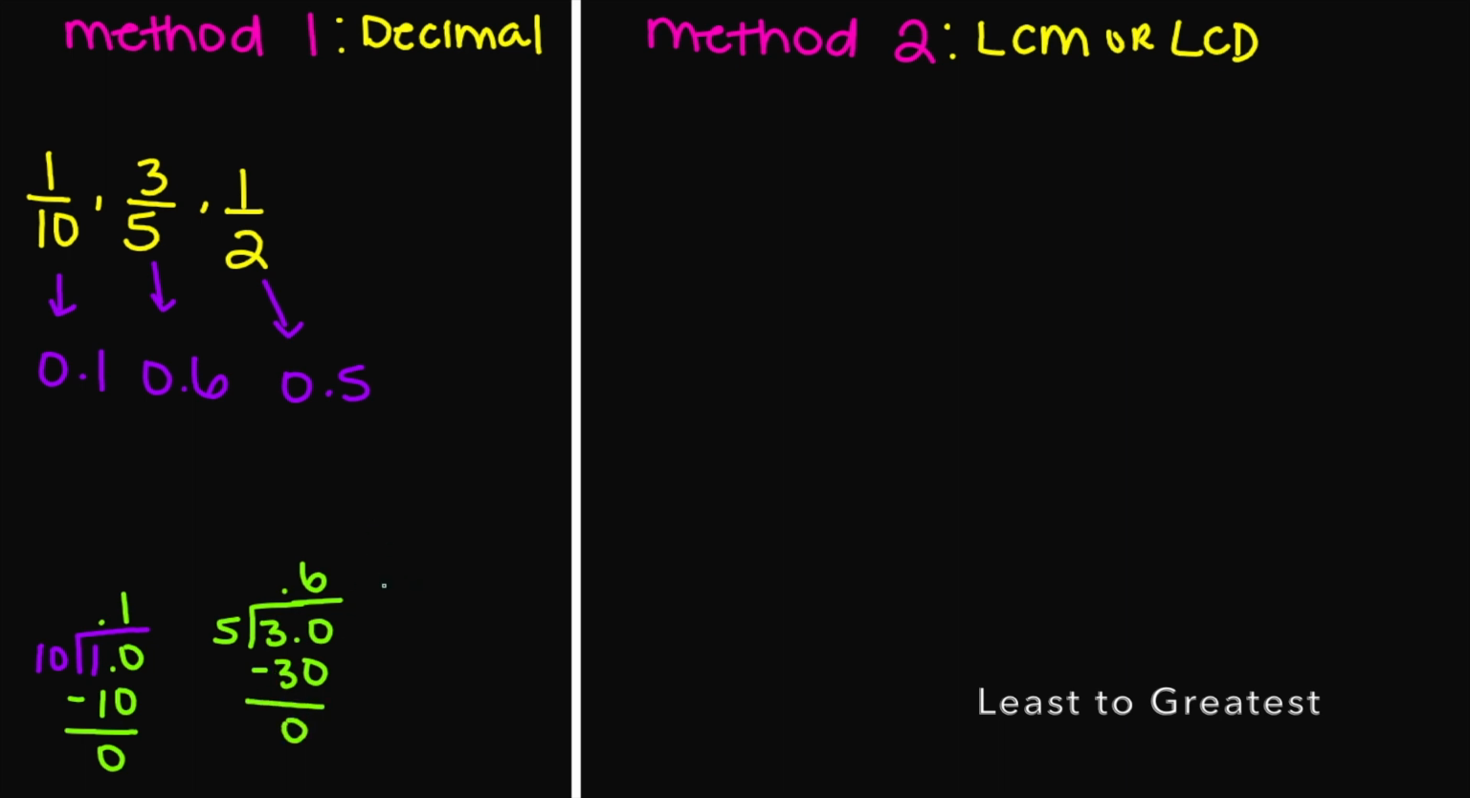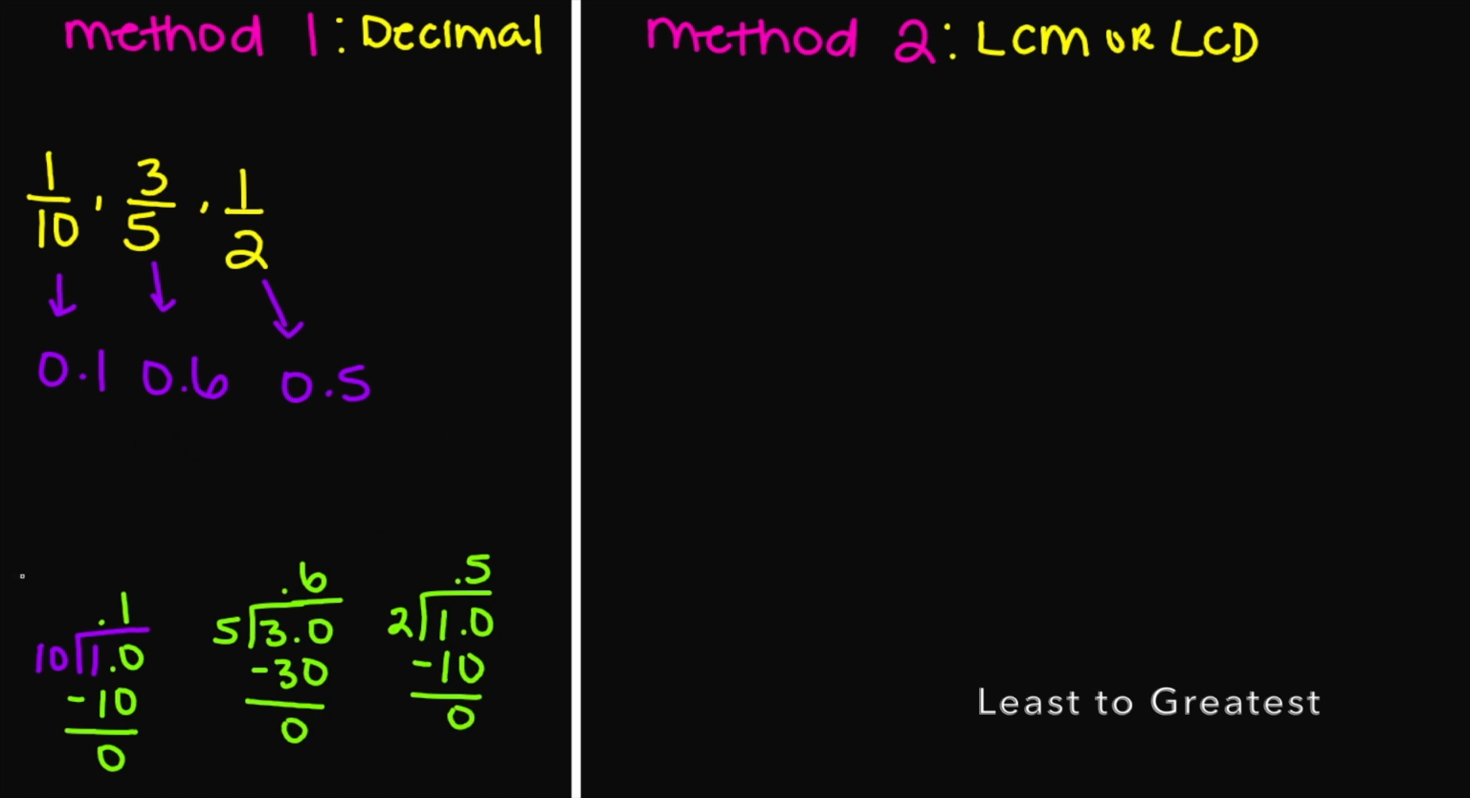And then if I do my 1 over 2, 2 does not go into 1, so I'm going to add my decimal, 0. 2 does, however, go into 10 5 times. So 2 times 5 is 10. 10 minus 10 is 0. So these are the decimals that we receive when we divide it.